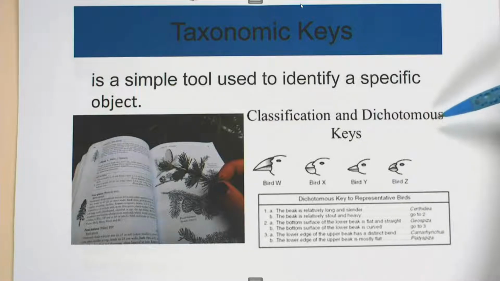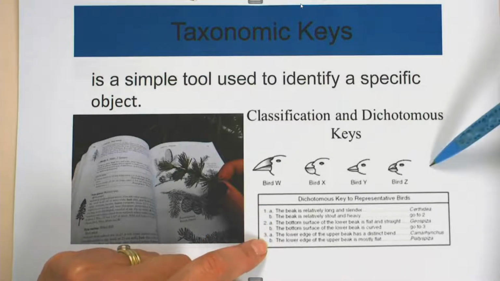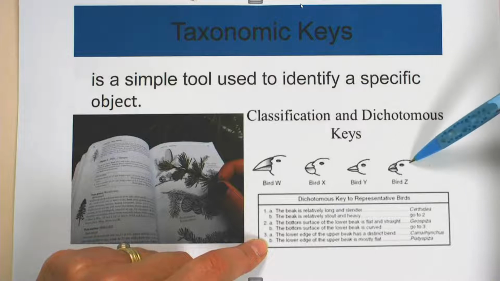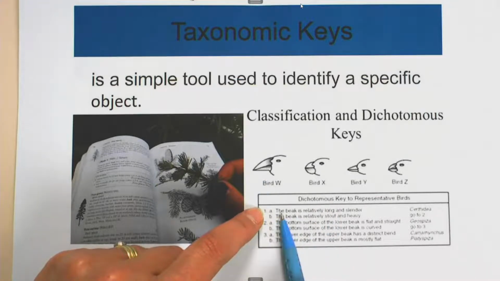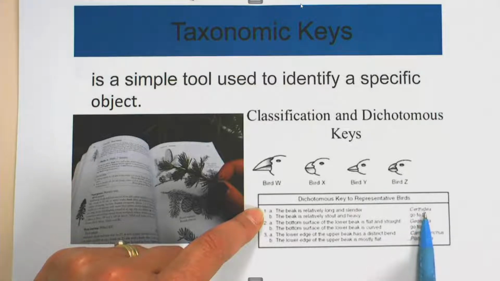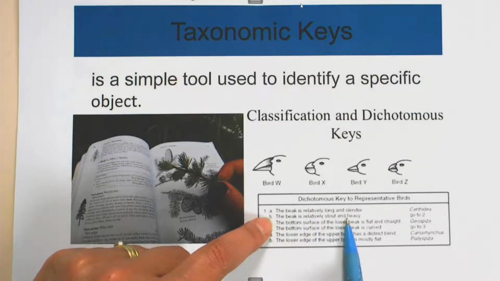This is an example of a dichotomous key, where you use a step-by-step recipe to determine what the name of this animal is. Like for instance, this one is about birds, and you can see they have different beaks. Now, you start at number 1 and you look, they say the beak is relatively long and slender. Now, when I look at them, the beak that is relatively long and slender will be bird W, and there they give a name already, so that bird is identified with this scientific name, and you can say bird W is a Certidia. Okay, then 1B, the beak is relatively stout and heavy.